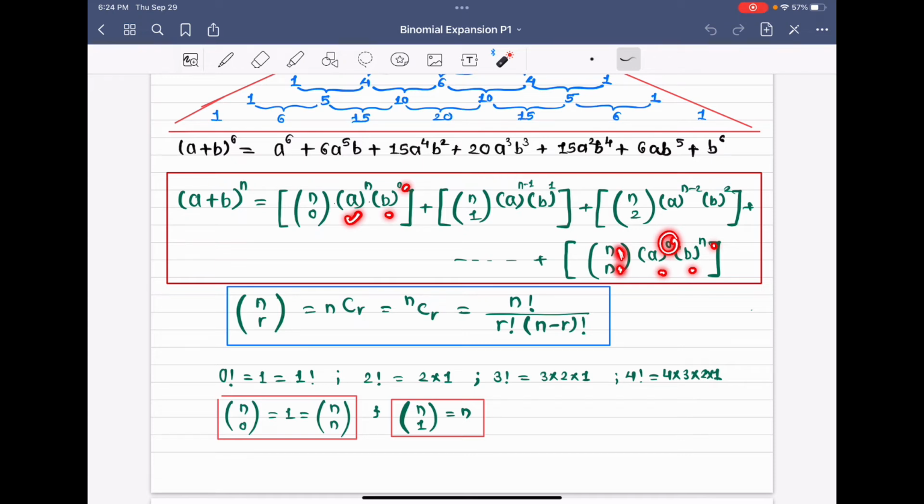If this nCn is not matching, for example, if this is 4C4, then a raised to 0 and b raised to has to be 4. If you are getting this 4 and you are not getting this 4 or 3, then you are doing something wrong.